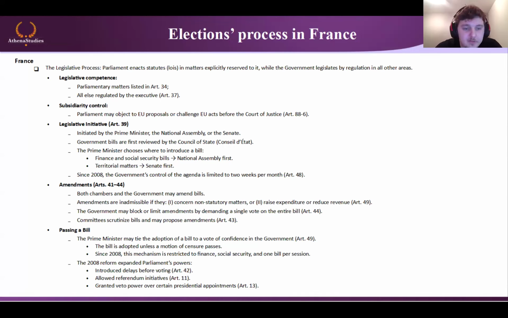So how does it happen to pass a bill? Well, the Prime Minister may tie the adoption of a bill to a vote of confidence in the government. So the bill is adopted unless a motion of censure passes. Since 2008, this mechanism is restricted to finance, social security, and 1 bill per session. The 2008 reform also expanded Parliament's power. So it introduced delays before voting. It allowed referendum initiatives, never used, or very rarely. And even if it's used, it doesn't have to be listened to. And it also has been granted veto power over certain presidential appointments.